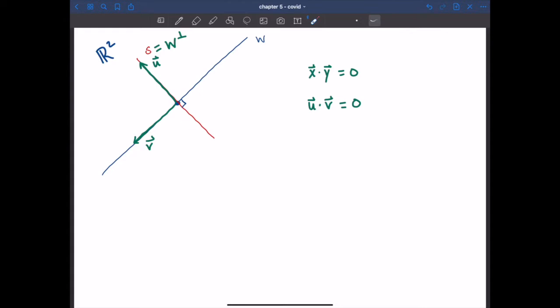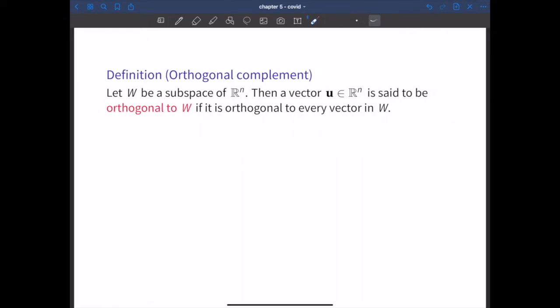So let's make this more precise. Let W be a subspace of Rn, then a vector U inside of Rn is said to be orthogonal to the subspace W if it is orthogonal to every single vector inside of W. So this is what it means for a single vector to be orthogonal to a subspace. It means that that vector U is orthogonal to every single vector you could possibly pick from that subspace.